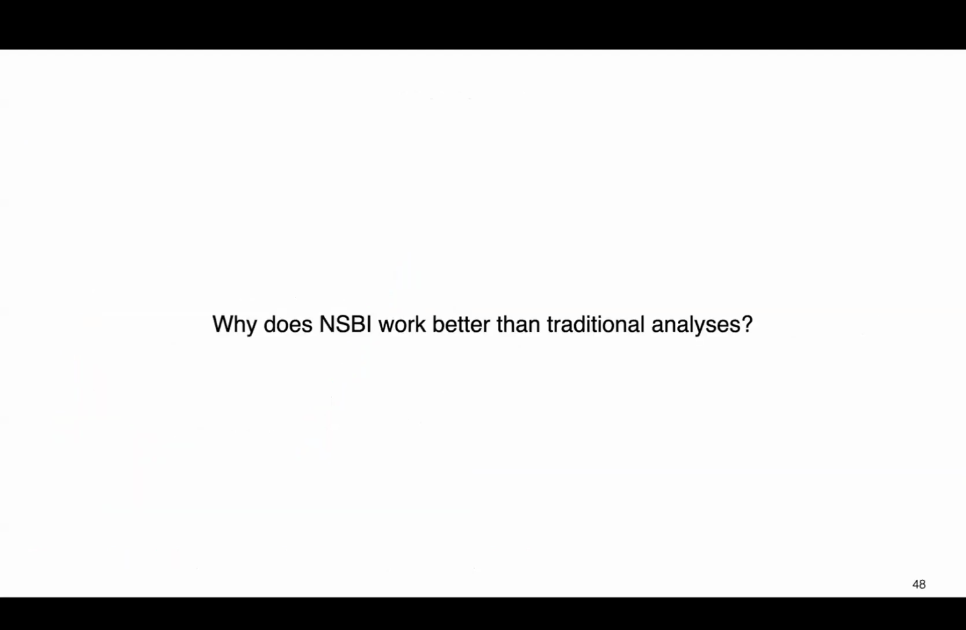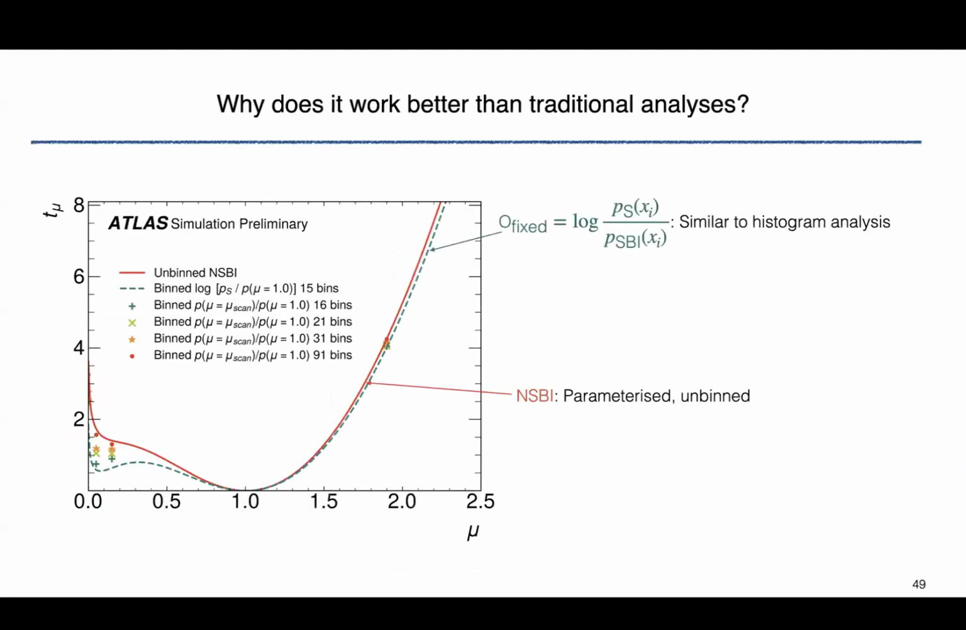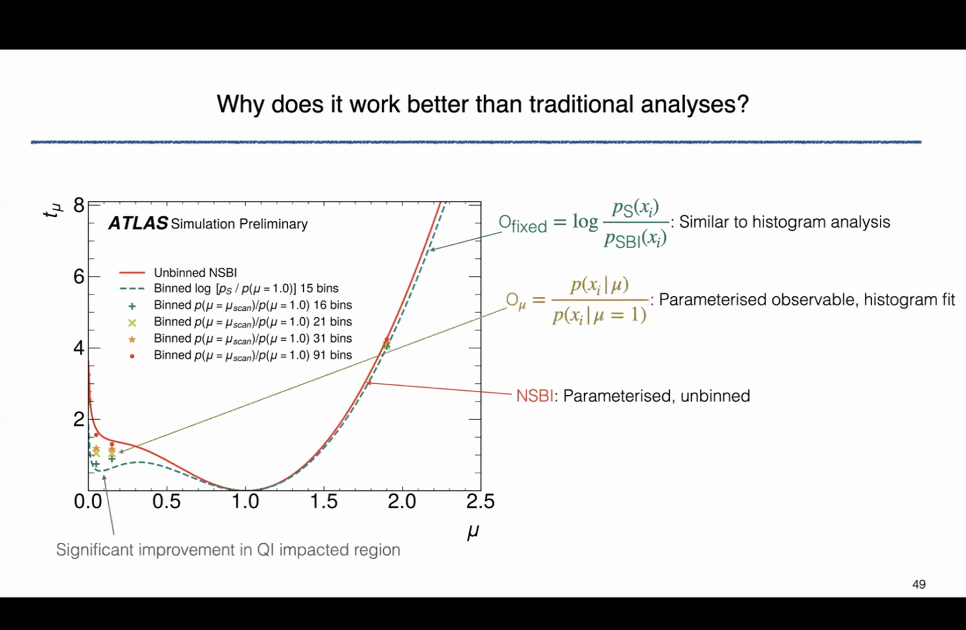But now let's take a step back and understand why we're doing so much better than the traditional method. First, we have in green the histogram method, and in red the NSBI method. The NSBI method, as I said, is optimized over the full range of mu, so it's parameterized and it's unbinned. And let's understand how much of the gain is coming from parameterization and how much from unbinning. For that, we have to do an intermediate kind of analysis that you might not be able to do in reality, but we can do it for this toy test case.